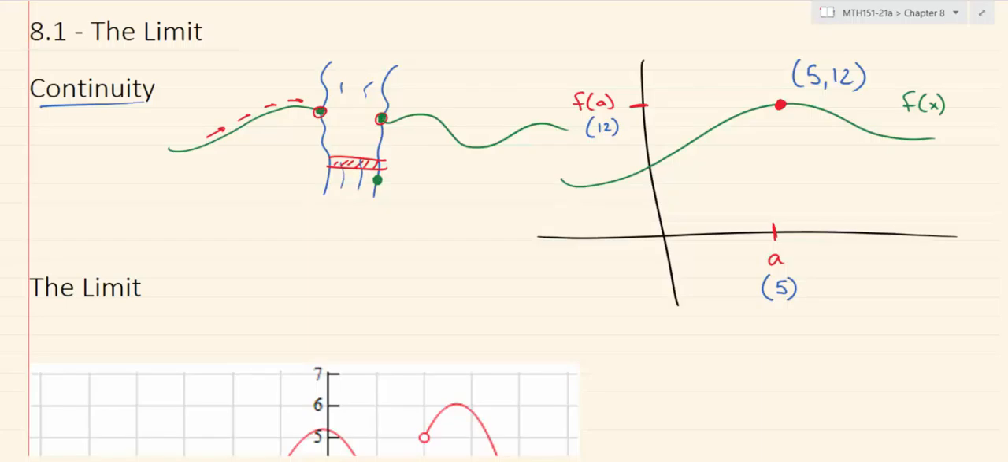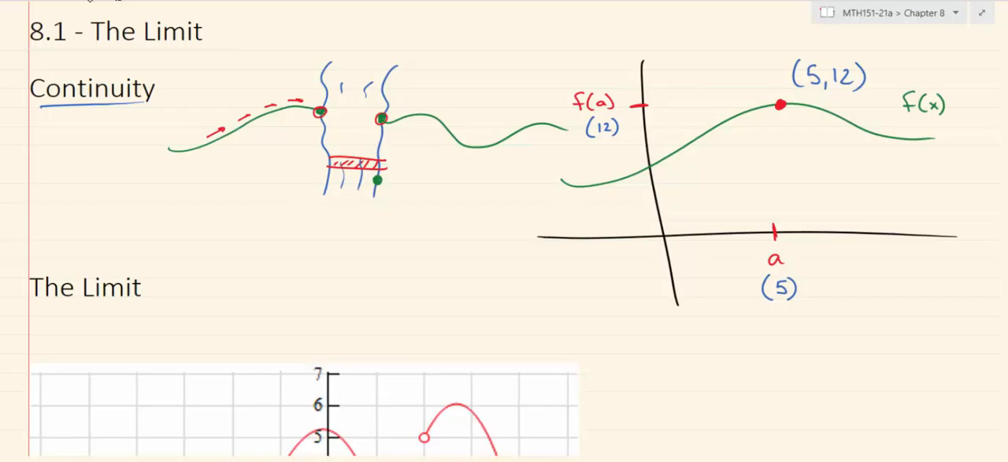So we have this function, f of x, the green function, and we've got a point A, that's our x-coordinate, and f of A is our y-coordinate, and we put in some numbers in blue, just 5 and 12, okay? We want to represent this idea over here.